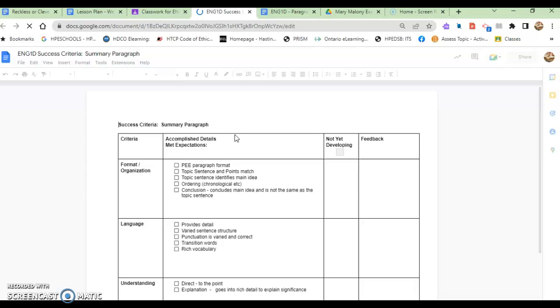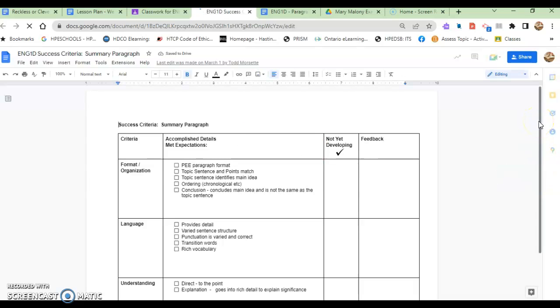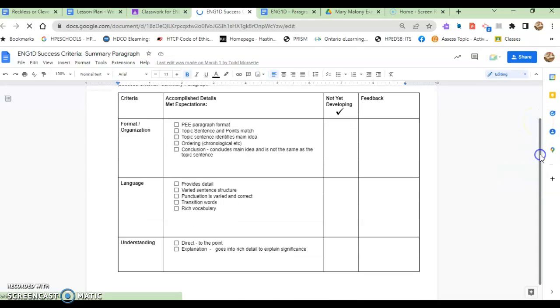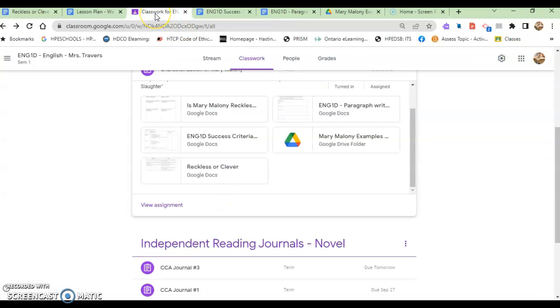Some things that I want you to think about as you're doing that. As some people have already handed it in, it is not a summary of the story. You are describing something in particular, that Mary Malony was either clever or reckless in killing her husband. These are some of the key things in the success criteria. And again, all of this can be found in classwork under the assignment list.